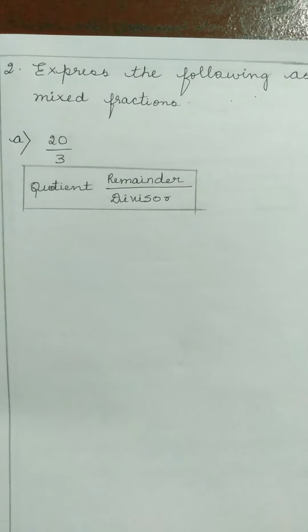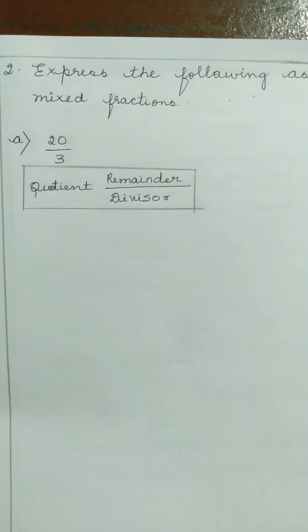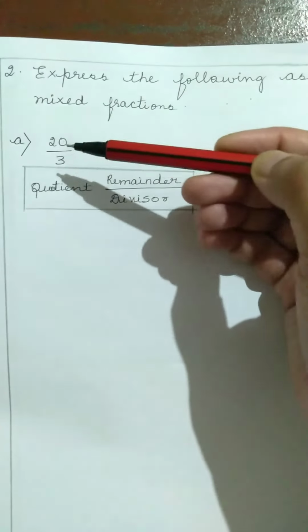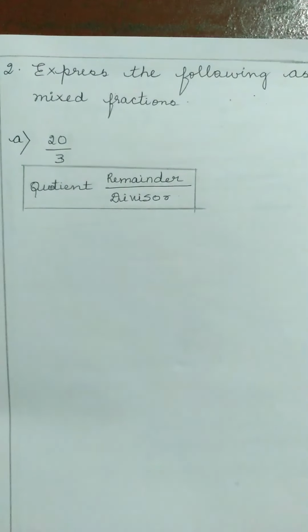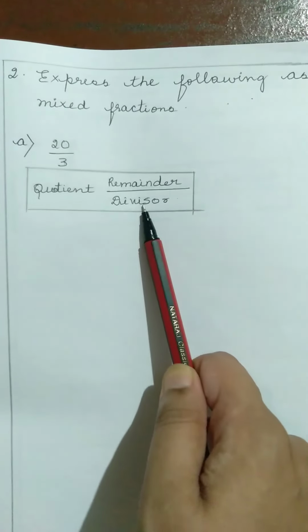Next, we shall solve how to express an improper fraction as a mixed fraction. The method is, we can express an improper fraction as a mixed fraction by dividing the numerator by the denominator to obtain the quotient and the remainder. Then the mixed fraction will be written as quotient, remainder by divisor.